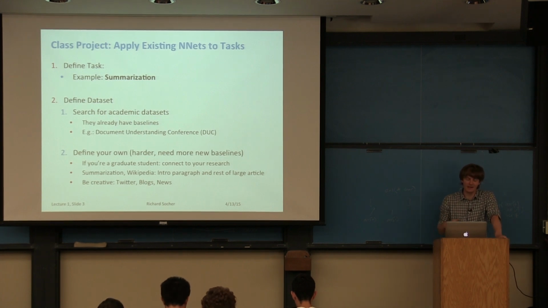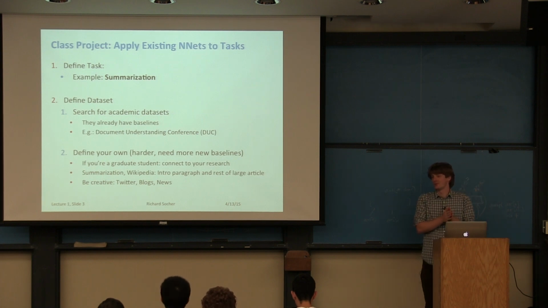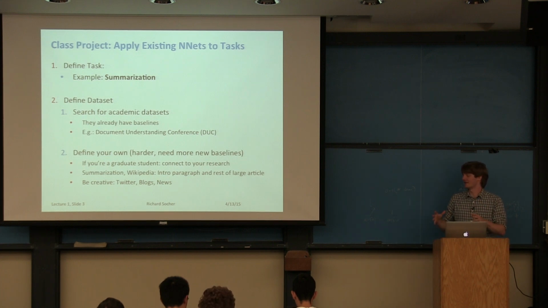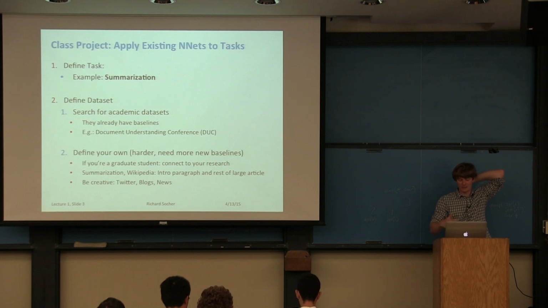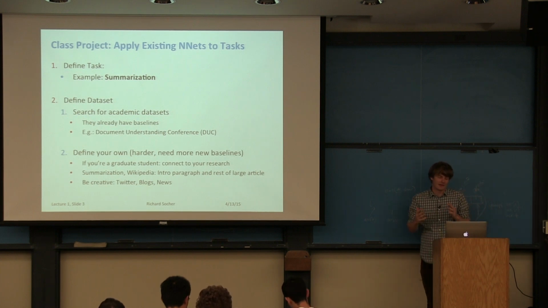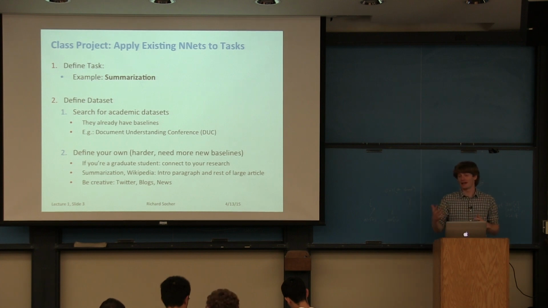And then the second step is you want to find your data set. It's very important when you submit your proposal and by your milestone to really have your data set nailed down. In the beginning we often see project proposals that are very ambitious, and then at the milestone you still haven't properly defined your data set. Once you define your data set, in most cases the way you do that is finding an already existing academic data set, which has the huge advantage that you already have baselines.